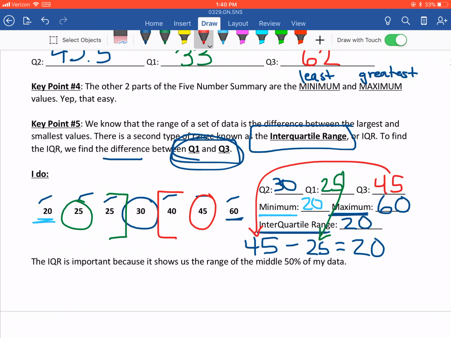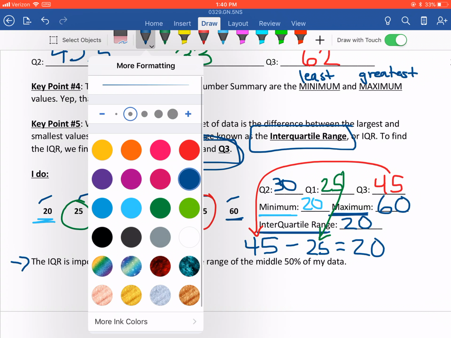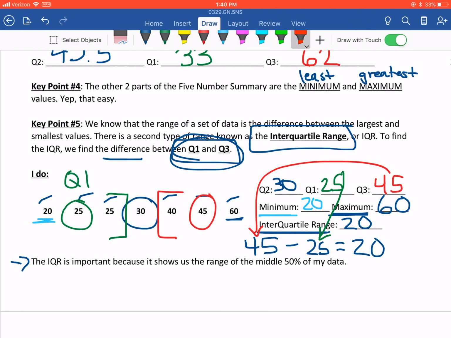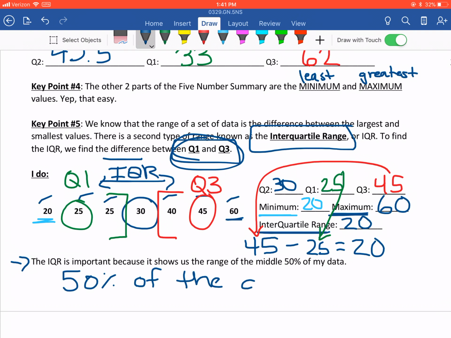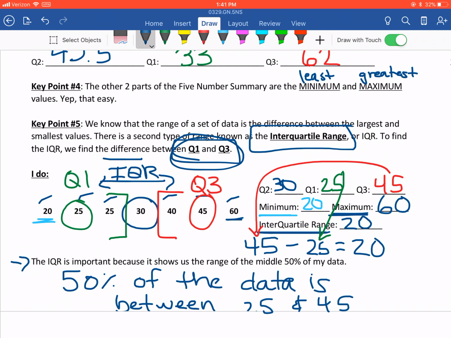So now you may be asking yourself, why do we care about what the IQR is? Well, as it says here, the IQR is important because it shows us the range of the middle 50% of my data. So basically it's saying, if this is Q1 and this is Q3, the IQR tells us that this is 50% of the data. So the IQR is how far apart these 2 numbers are. So it tells us 50% of the data is between 25 and 45. My 2 got cut off. That says 25 and 45. I know it may be kind of hard to see.